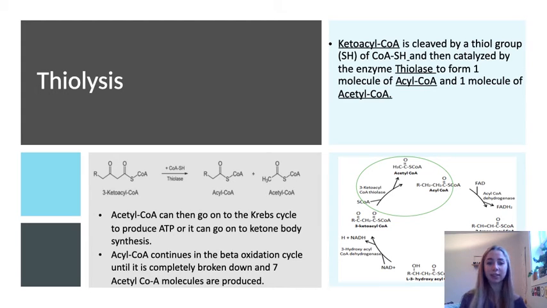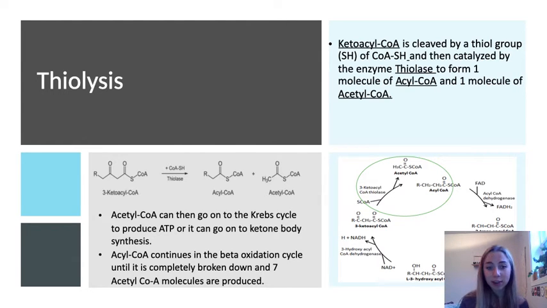So what happens to these 2 products? The acetyl-CoA is actually what we use for energy. That one's going to go on to the Krebs cycle, also known as the citric acid cycle, and this is to produce ATP. But sometimes, in some cases that we'll get into, it can go on to ketone bodies synthesis. But normally it's just going to go on to produce ATP.